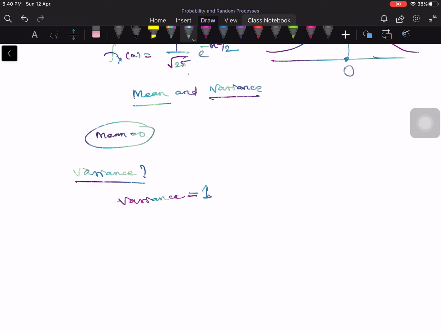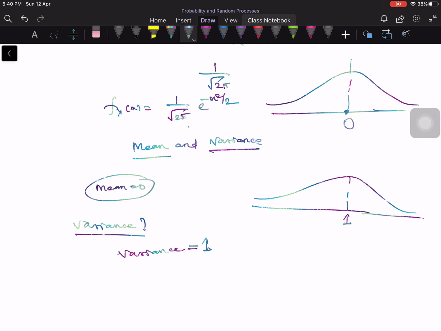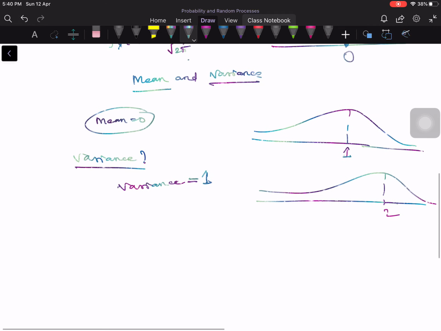And how about the other types of normals that are centered at different places? See here, this normal is centered at 0. Suppose I have a normal at some other center location, maybe 1, or another normal like this, centered maybe at 2. So how do you describe this?